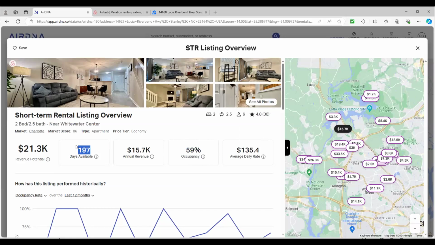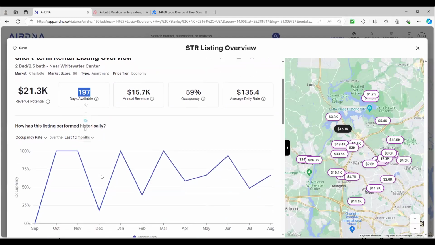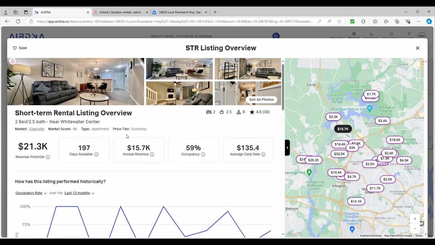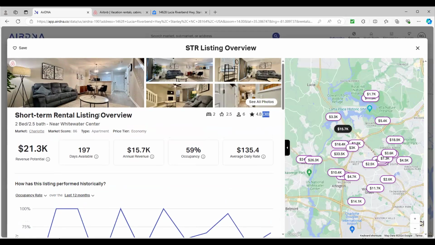One of the things to pay attention to is the days available. Obviously, there's 352 days in the year. The days available here is only 197. That can mean a couple of things. Either the owner is not making it available 100% of the time, or it's a new listing and it's just been available for that many days so far. So just pay attention to that one. The other thing is if you've got a low number of reviews, then there's not that much history and not that much traction. So I tend to gravitate to the ones that have more reviews and pay closer attention to those.